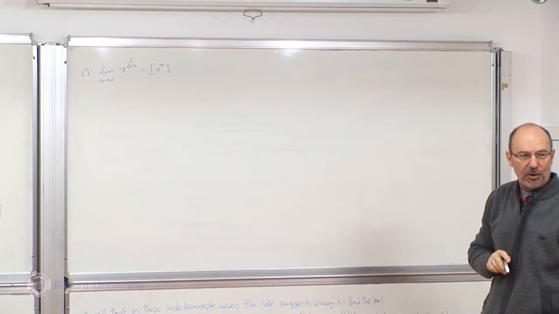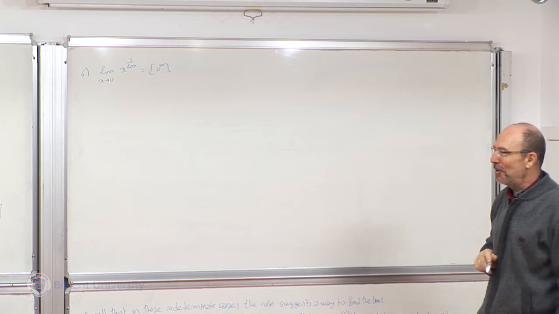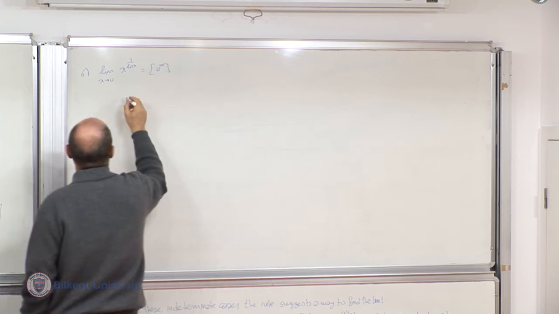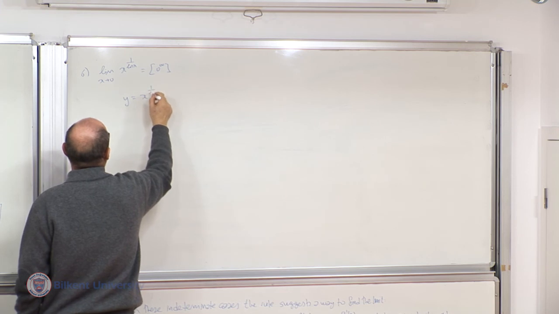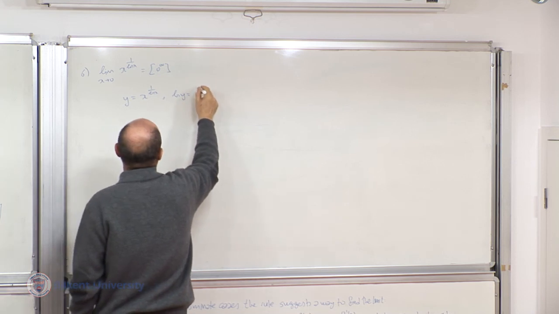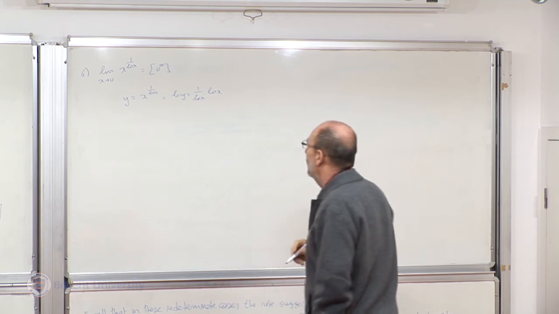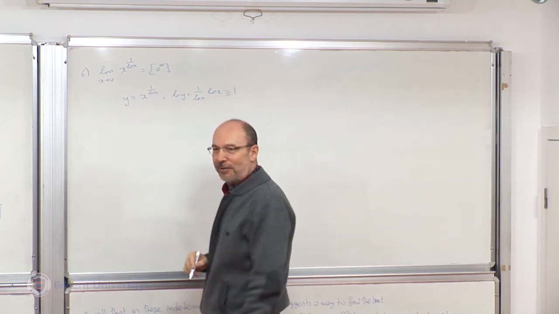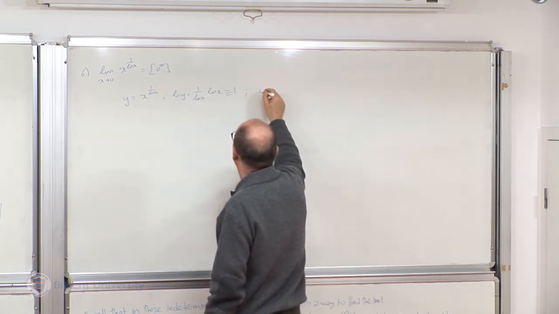Okay, so did you see this in kindergarten? These things are done in kindergarten because this thing is a constant. So you let y equals x to the 1 over ln x. ln y is equal to 1 over ln x times ln x. So this is identically 1. Right? So y equals e.